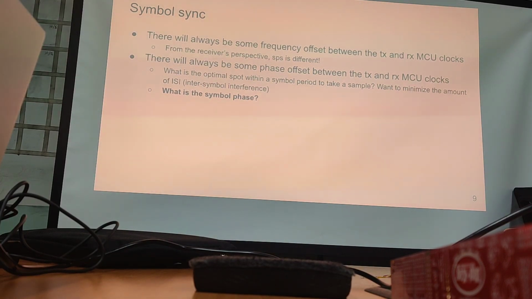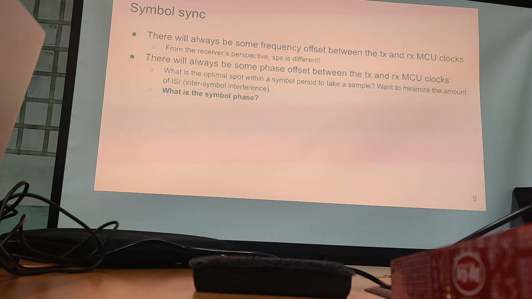Yeah, and the reason this is an issue, I'll see in a bit. I'm going to stop getting ahead of myself. So there's also going to be some frequency offset, and there's also always going to be some phase offset, because even if you try to turn on the transmitter and the receiver at exactly the same time, it's basically impossible, because you need a lot of precision for that.